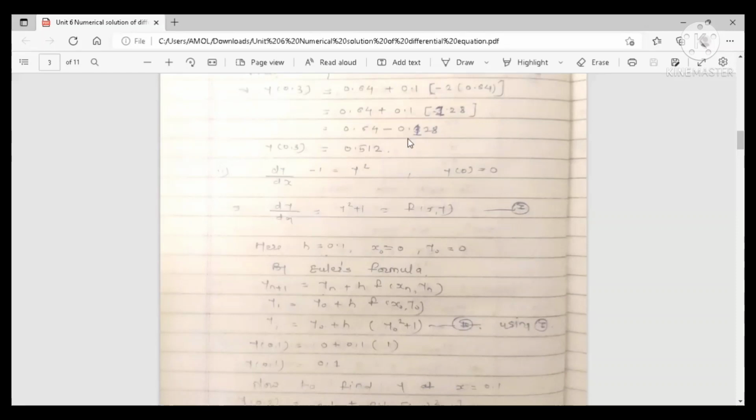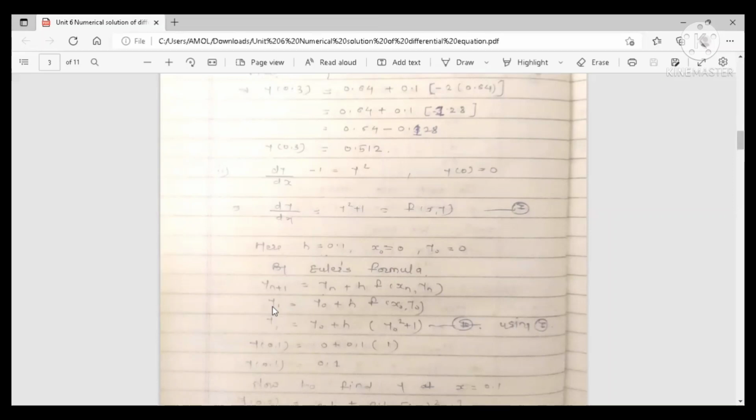Here the initial condition is y of 0 is equal to 0, which means when x is 0, y is also 0. That means x naught is 0 and y naught is also 0. h is 0.1. Therefore, by Euler's formula, the general formula is yn plus 1 is equal to yn plus h into f of xn, yn. Now we are going to find y where x is equal to 0.1.